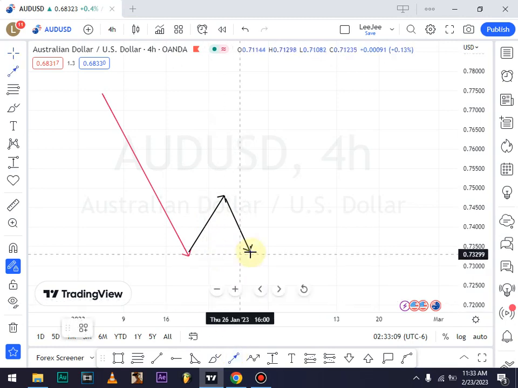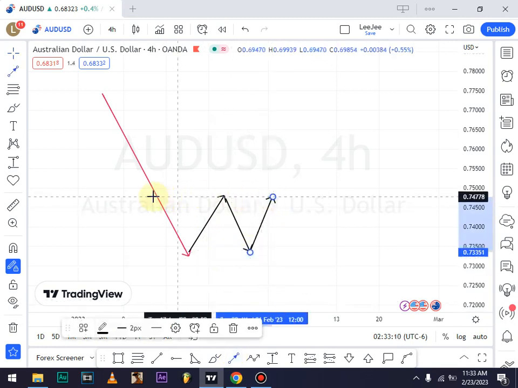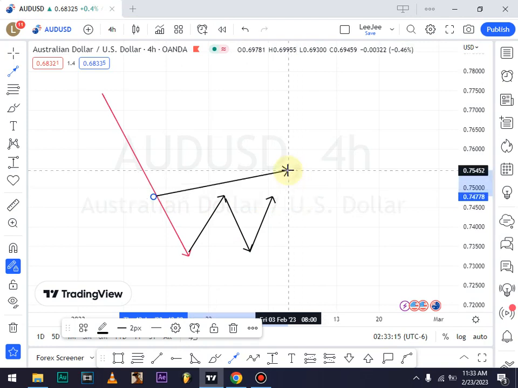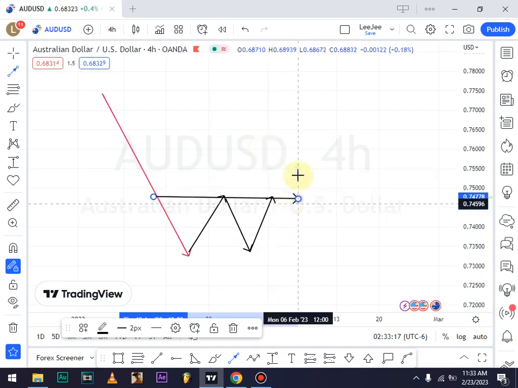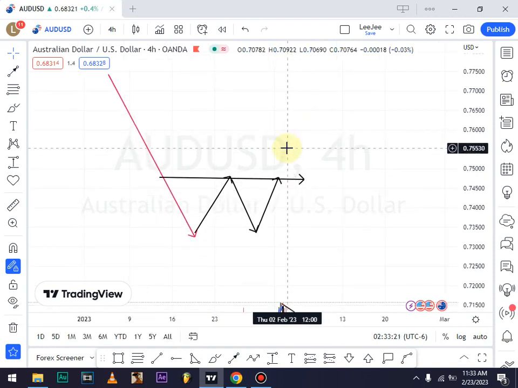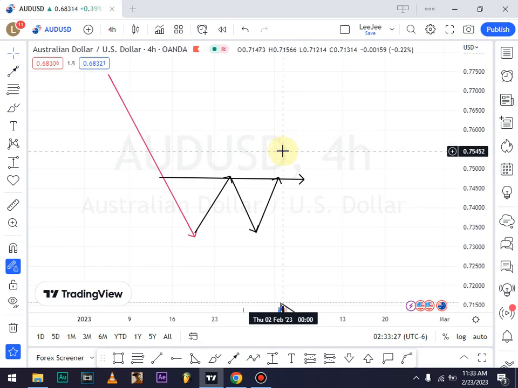Okay, let's go. Now, like I said, this is a neckline. Okay, that is a temporary resistance that forms between the bottoms, right? So let's go. Now here is the market psychology behind this formation.